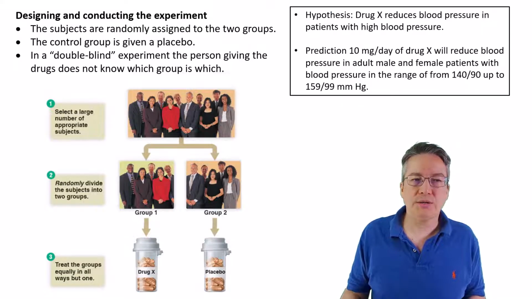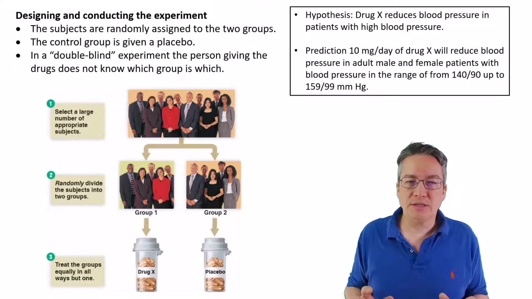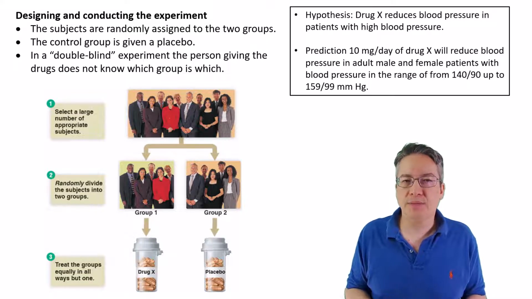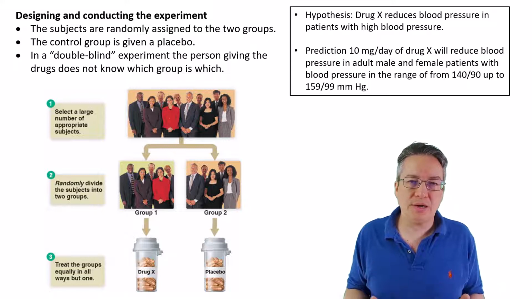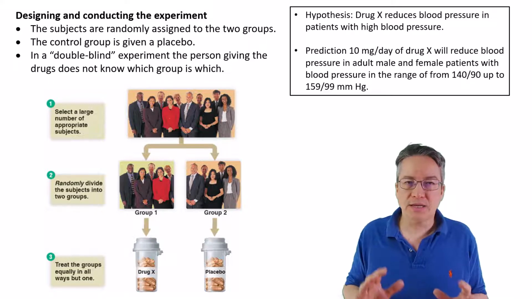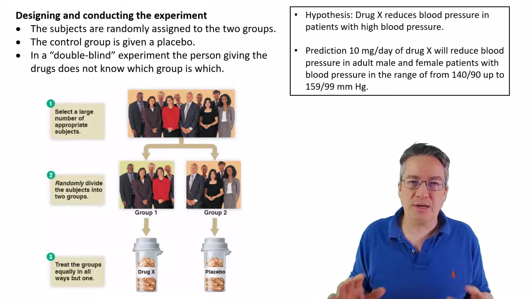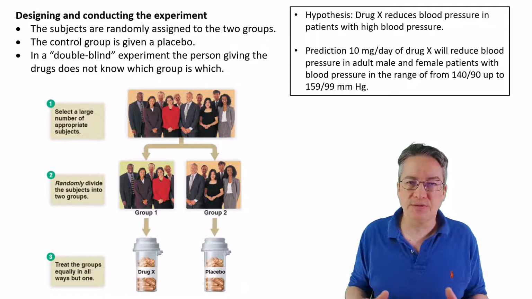Let's move on. So, okay, now let's imagine that we are going to do a drug trial. So we have drug X, and we think that it may reduce blood pressure. So our hypothesis is that drug X reduces blood pressure in patients with high blood pressure. Now that's fairly broad, right? A hypothesis is a fairly broad positive statement such as that.